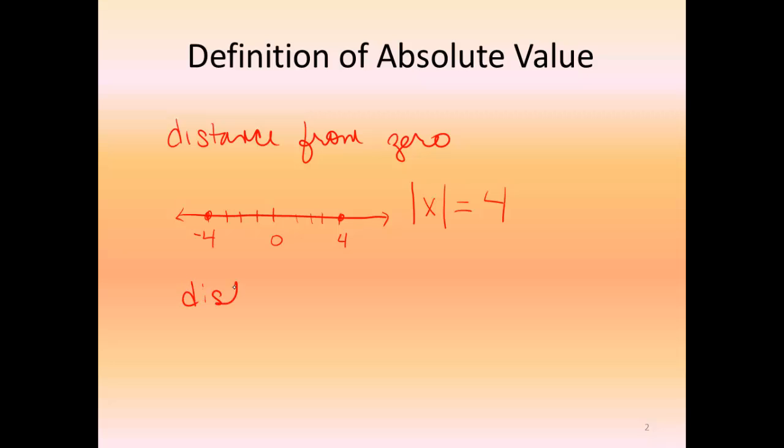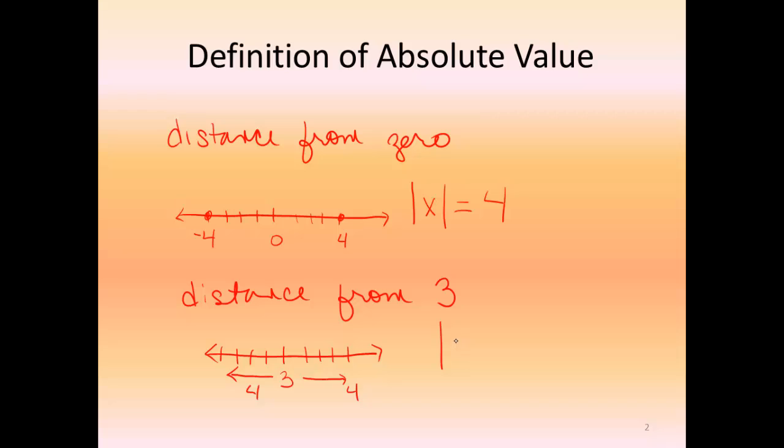Now, absolute value can also measure distance from some other numbers. So if I want to talk about the distance from, say, 3 instead of measuring from 0, and again, if I'm on the number line, I'm using 3 now as the center point. And if I go 4 in either direction and I want to represent that, I can say that the absolute value of x minus 3 is going to equal 4. And so this number that I put in here is where I'm measuring my distance from.